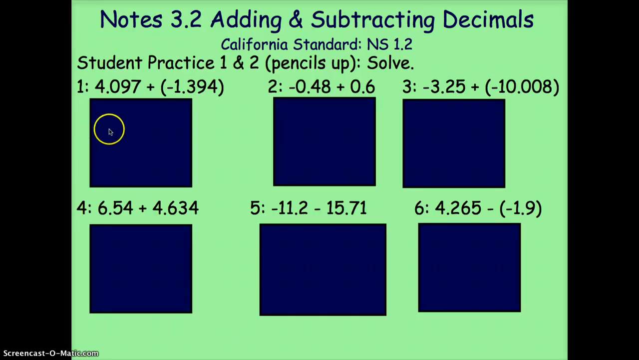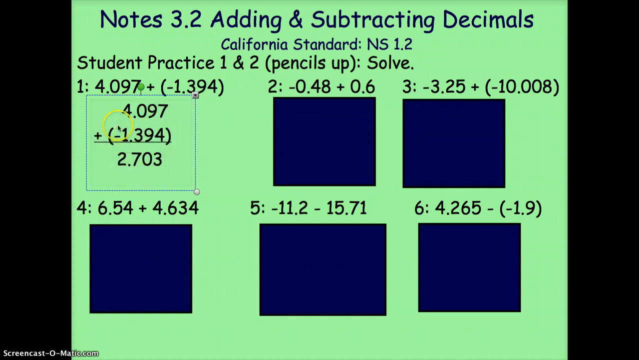Okay, welcome back. Let's take a look at number 1. I've lined up my decimals. I'm adding a positive and a negative, which tells me I'm secretly subtracting. And I'm with 2 and 703 thousandths. It is positive because 4 had that greater absolute value.